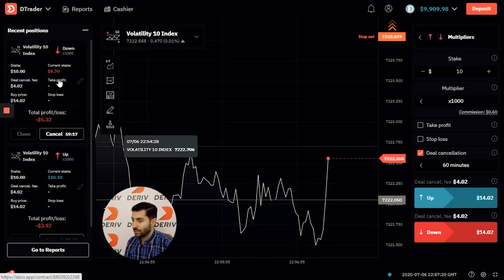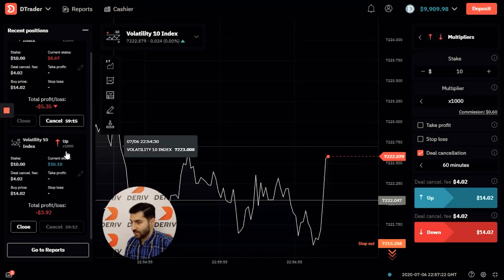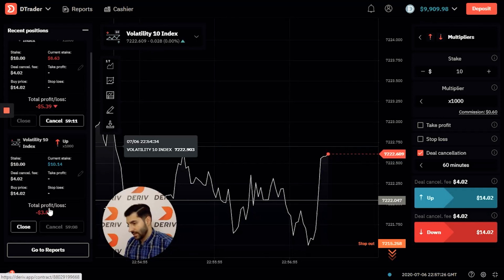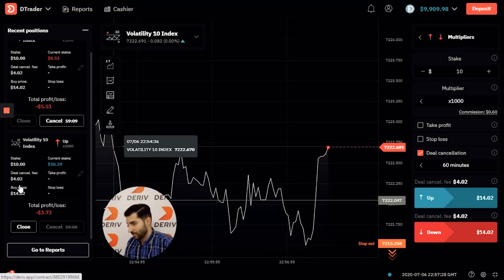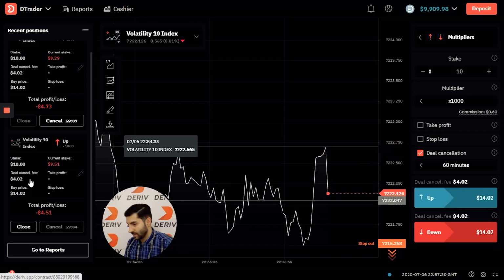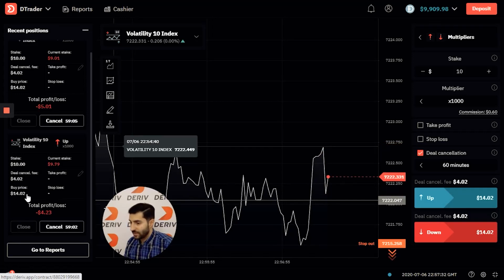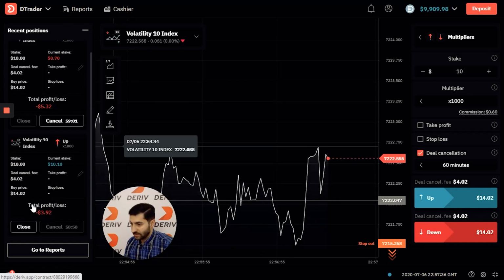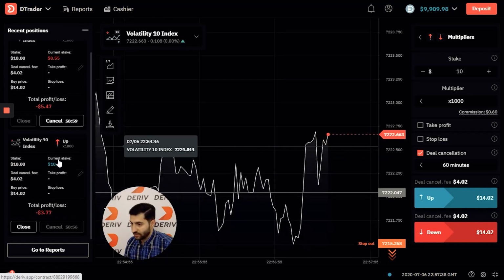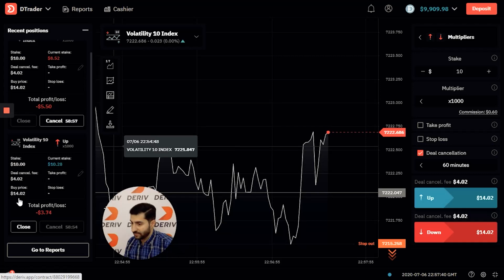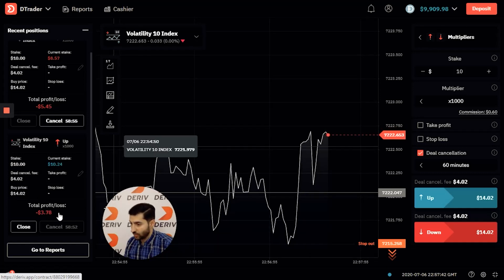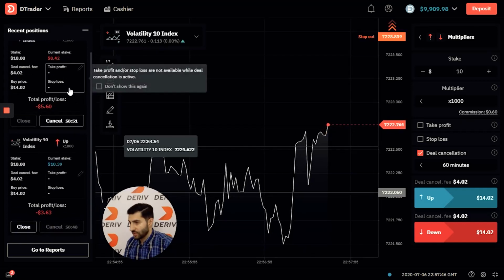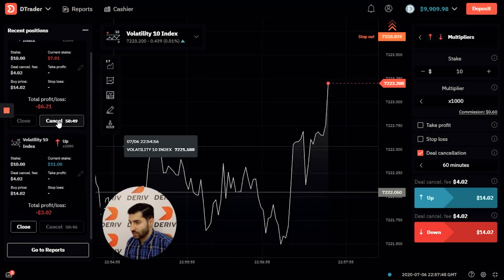The moment it goes above, as it has in this contract here, you'll see that it's positive there, but my total profit and loss is still negative. The reason being is because my total buy price includes the stake plus the deal cancellation fee. So I effectively paid $14.02, and that's why I am still at a loss at this point. The current stake would need to go above this price for me to get an actual profit. Okay, so while these contracts are at this point, I'm going to cancel this one over here.